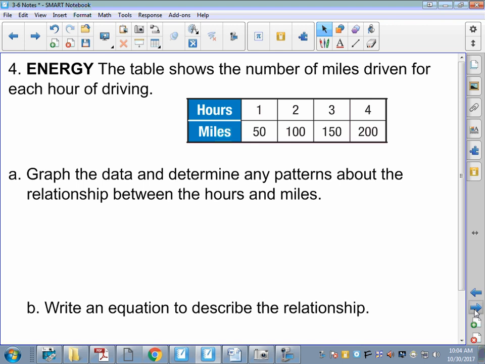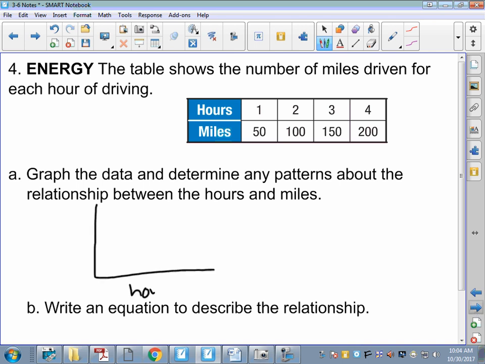All right, just a few more. So here's energy. We're talking about hours and miles. Hours driving to the miles driven. It says graph the data and determine any patterns about the relationship between the hours and miles. Since we're dealing with just the first quadrant in real life, make a sketch just of the first quadrant.